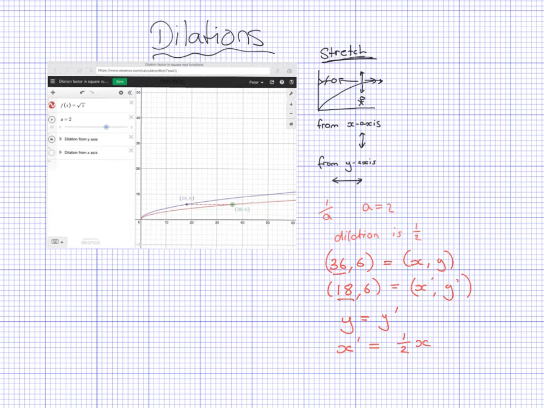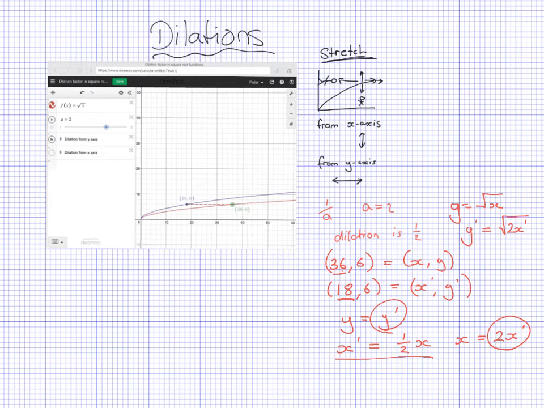Then I have to rearrange this to get x equals. So it's going to become x equals 2 times the image. Whatever the image is, multiply it by 2, and that was the original point, which we can see: 18 times 2 is 36. Then I'm going to substitute this and this in place of the original function. The original function was y equals root x, and then I'm going to go y image, because the y's were the same, and instead of x, I'm going to go 2x image.